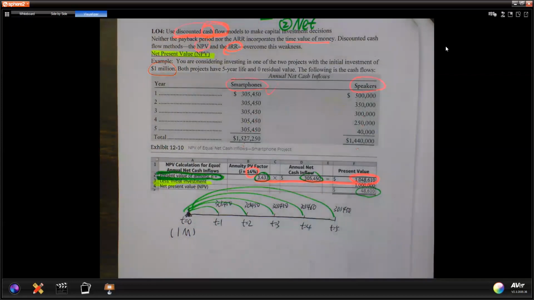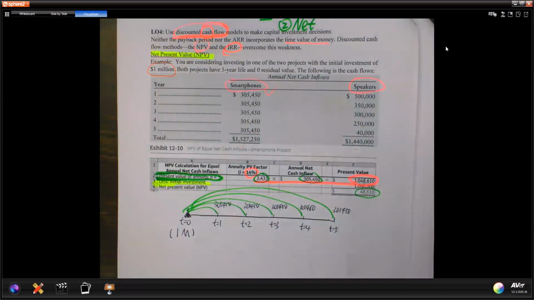Should we invest? Yes, because overall we still get almost $50,000. Over 5 years, the net present value is positive, so we should go ahead and do it. That's our first smartphone project.